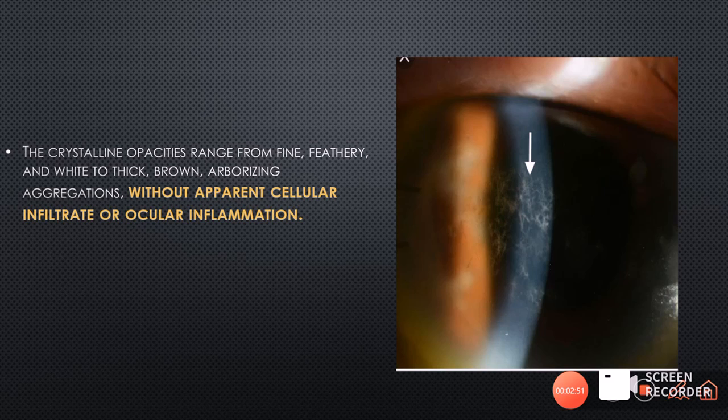Now if you do an optical section or you put a slit using a slit lamp, you would notice that the crystalline deposits, these branching filaments, are white, feathery, and present at all the levels of the stroma. It's not like they are present anteriorly or posteriorly. They are going to be present at all the levels of the stroma, and the surrounding cornea will not have any apparent cellular infiltrate or ocular inflammation. So that is an important point.